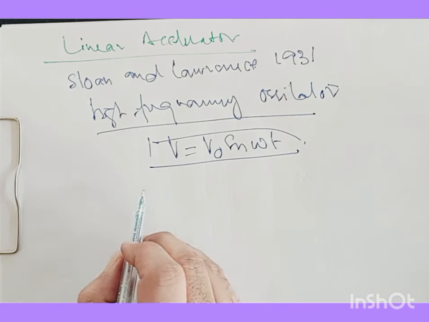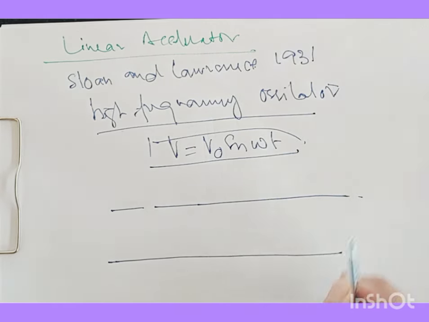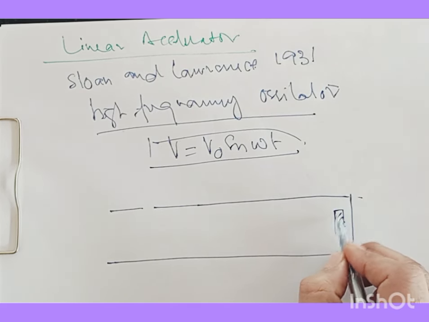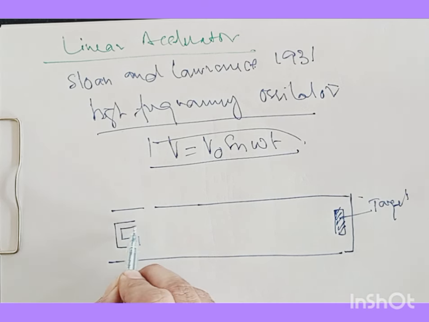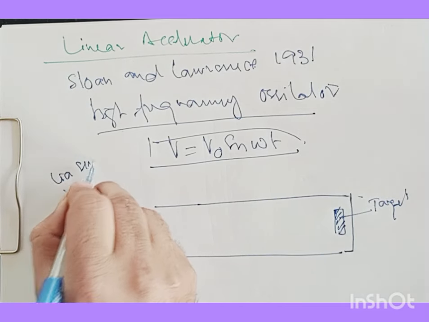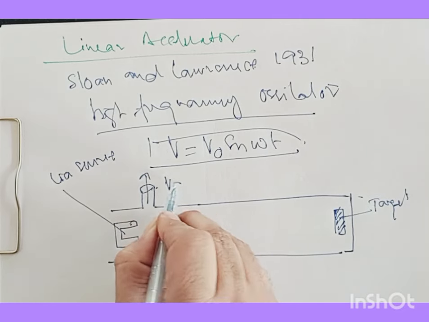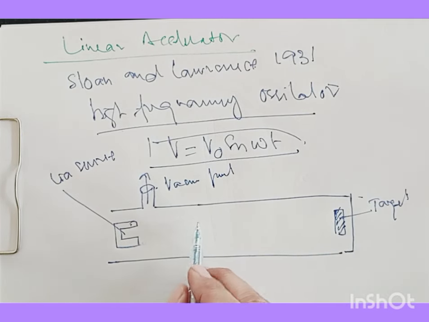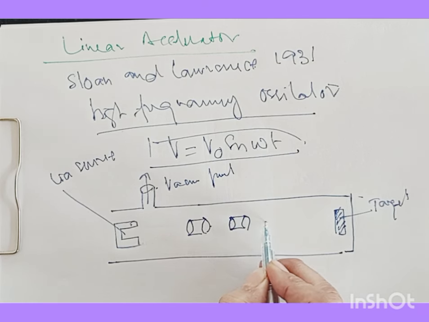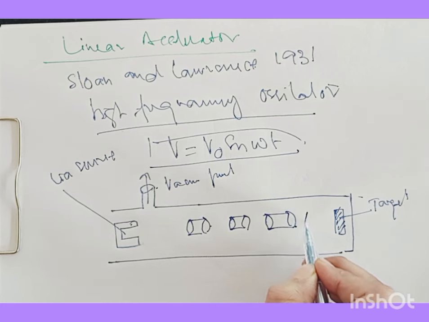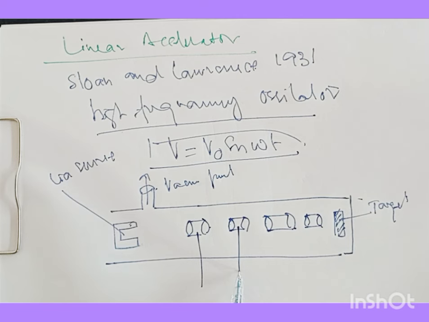Let me draw a rough diagram of a particle accelerator, and we go with it. Here we have a target, and here I have the ion source, and it's a vacuum pump. What I have inside is coaxial cylinders. Let me try to draw them. We have respective connections with them.